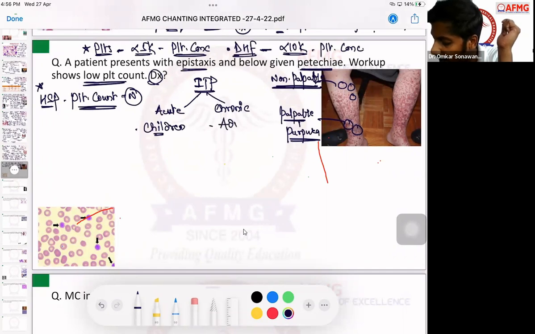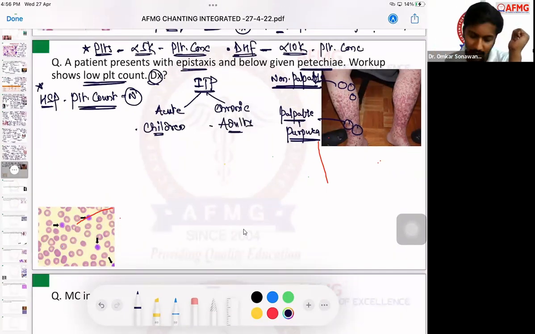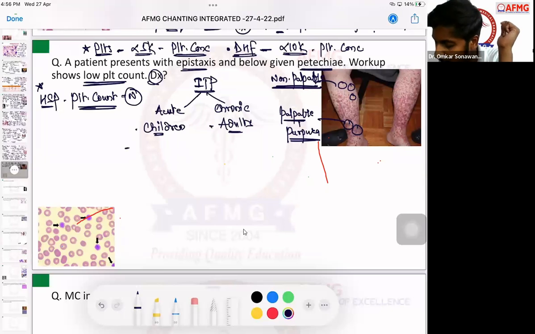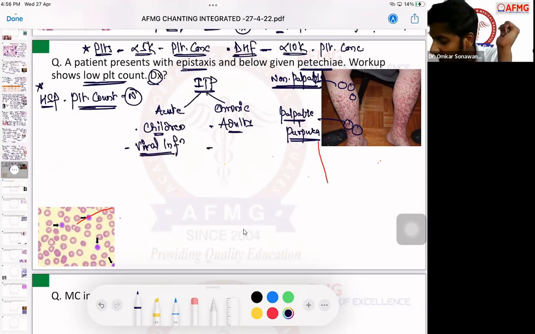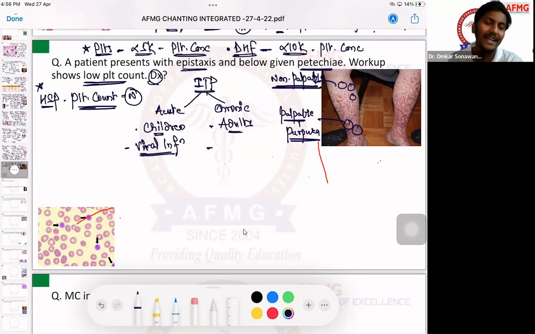Whereas in adults, we will find chronic ITP. Acute ITP would have a viral infection as a cause. Viral infection is the cause of acute ITP, whereas chronic ITP is not associated with any viral infection.